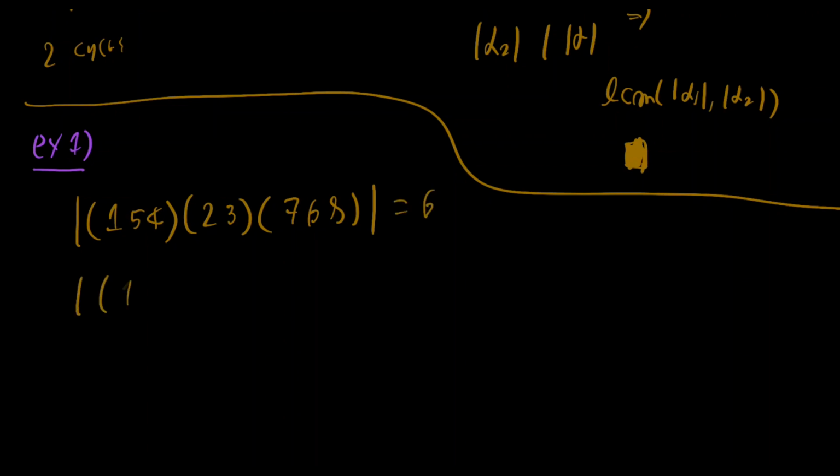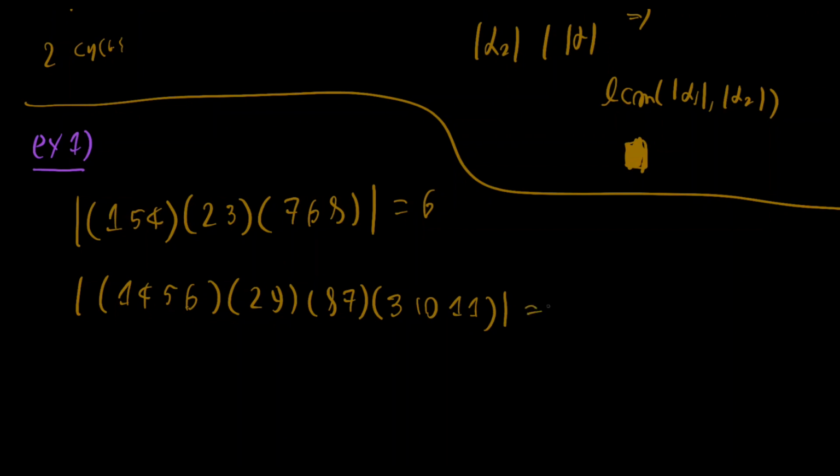Even if you take a (1 4 4 5 6), then (2 9), then (8 7), then, I don't know, like (3 10 11), even this, you can immediately tell what the order of this is. That is 12. Well, because the LCM of 4, then 2, and 3 is precisely 12.